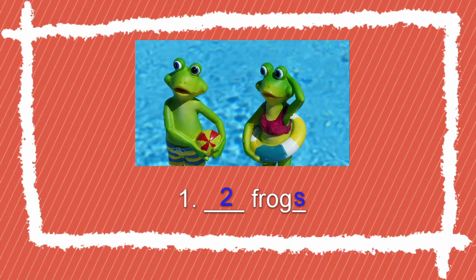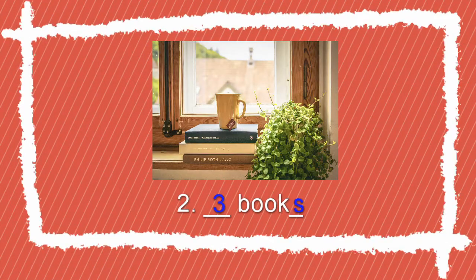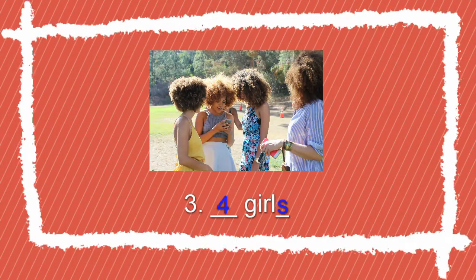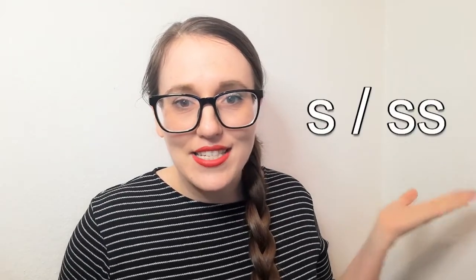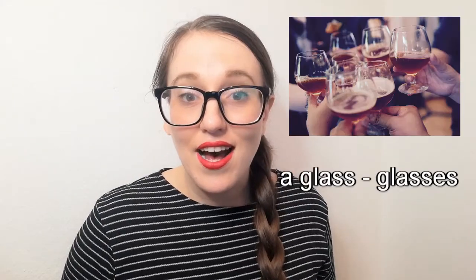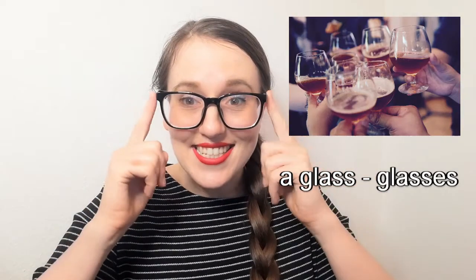Two frogs, three books, four girls. It's just that easy? Use a number and add s? Well, not exactly. What if the noun already ends in s or double s? Like a bus, a glass: a bus, buses; a glass, glasses.